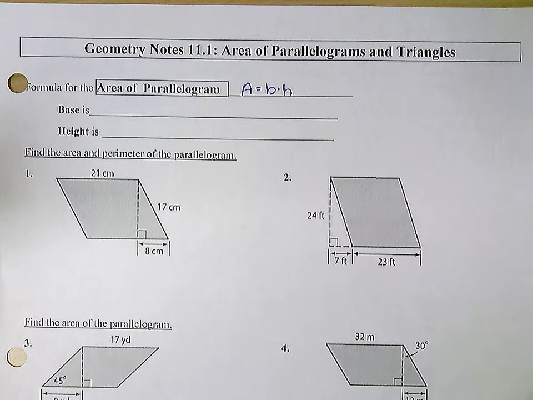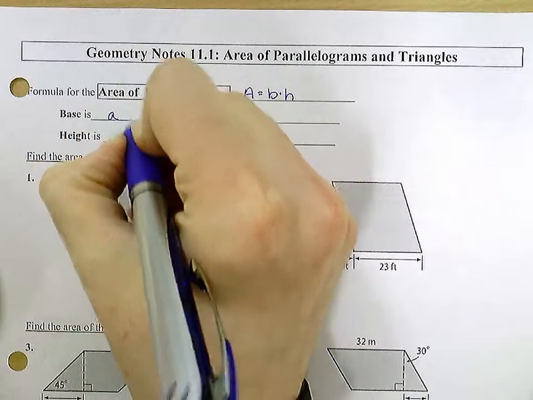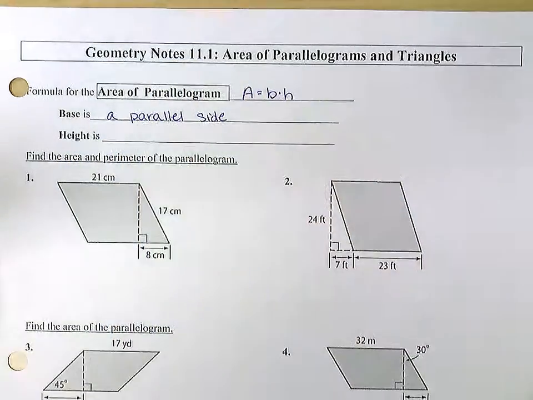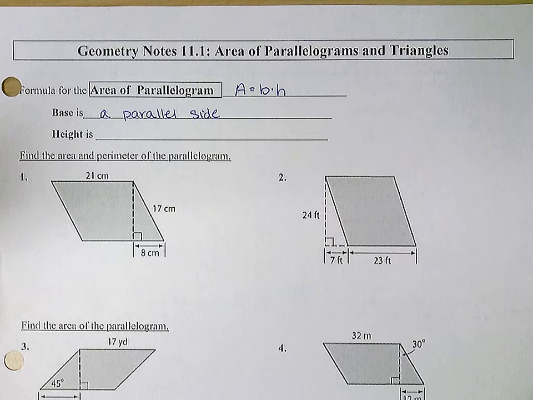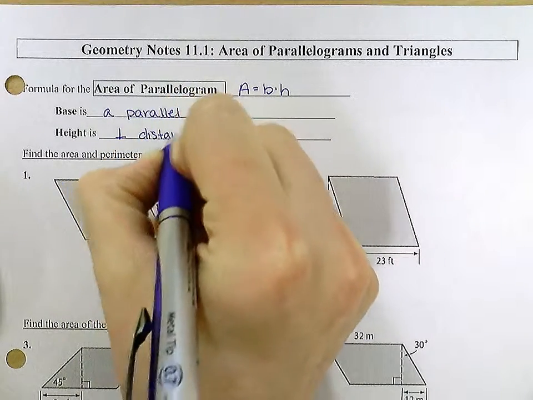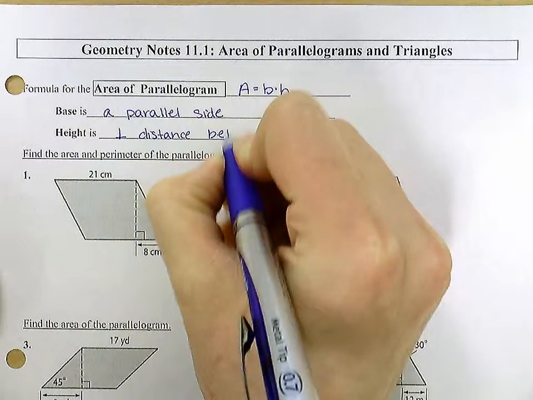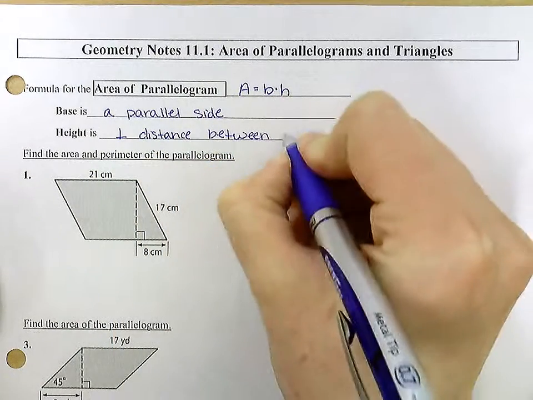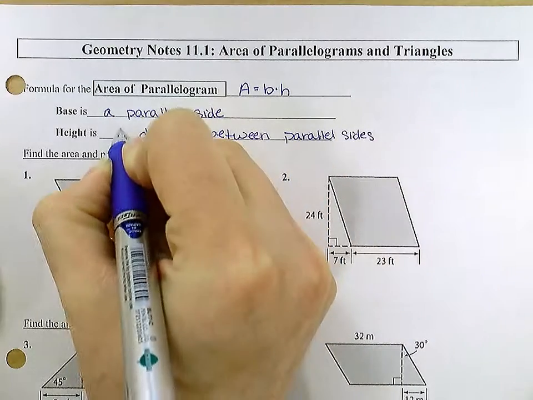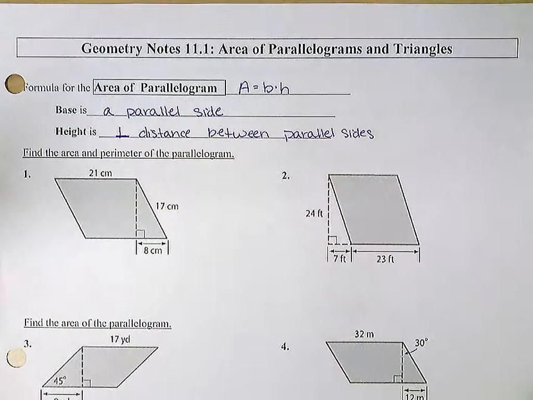Now, the base is a parallel side. Okay, so the base is a parallel side. The height is the perpendicular distance between parallel sides. Okay, so again, this symbol right here means perpendicular. So if you forgot, I would write that out instead of using the symbol.